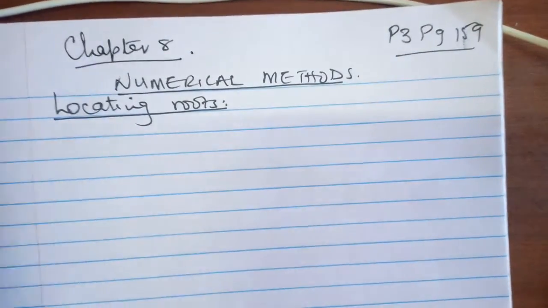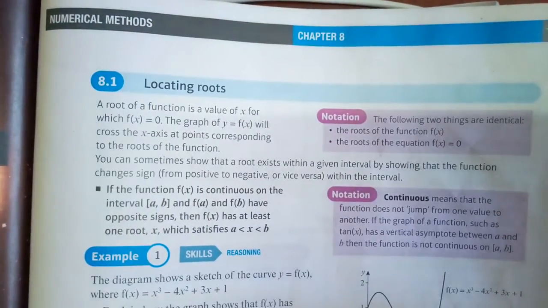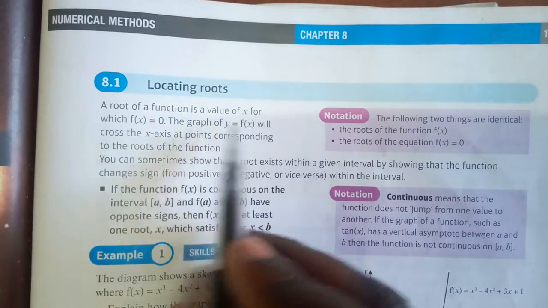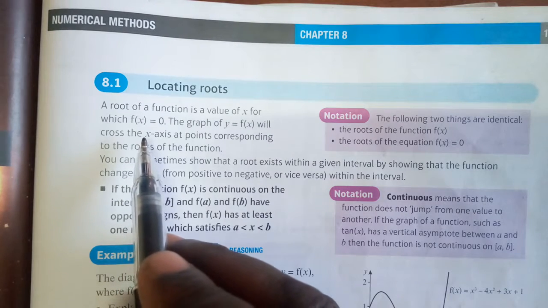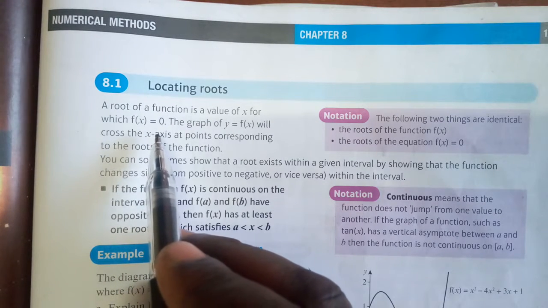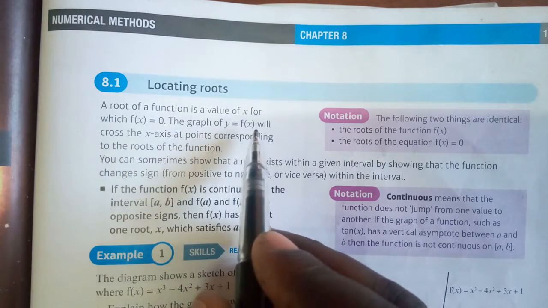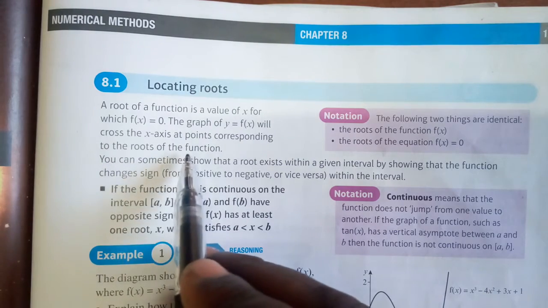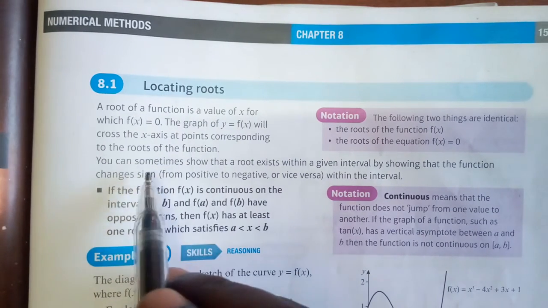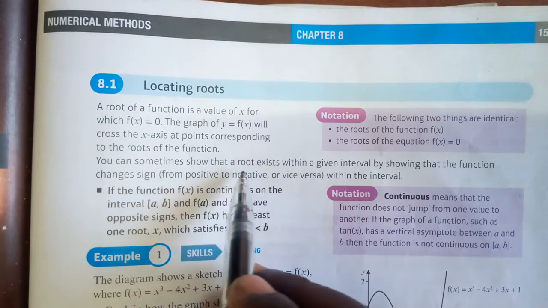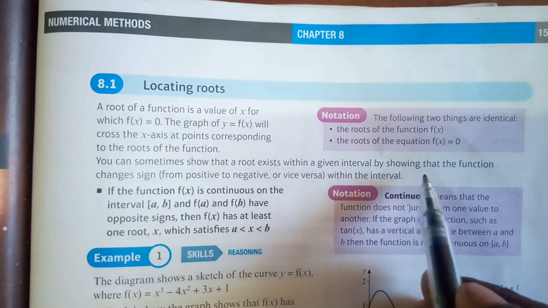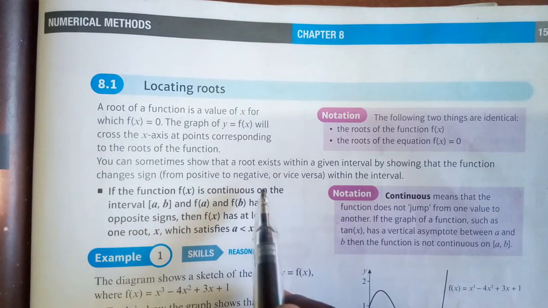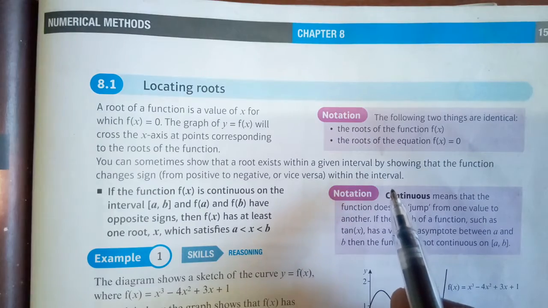I want us to read together this statement, which is saying a root of a function is a value of x for which f(x) is equal to 0. That we know. And the graph of y equals f(x) will cross the x-axis at points corresponding to the roots of the function. You can sometimes show that a root exists within a given interval by showing that the function changes sign from positive to negative or from negative to positive within the interval.